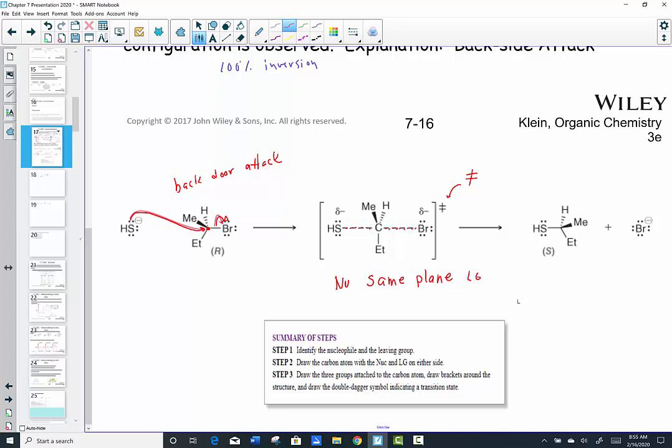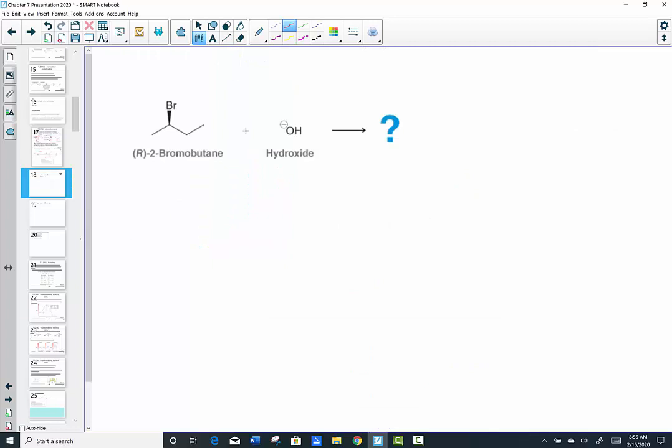All right, so let's consider some of those as we work some practices. Here I have an R configuration of 2-bromobutane. Let's verify just to practice. The H would be a dash, just like we want it. Highest priority would be the bromine. Second priority would be the ethyl. Third priority would be the methyl. When I spin, that is a clockwise rotation. So yep, that's an R 2-bromobutane.